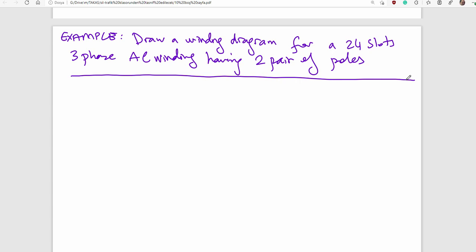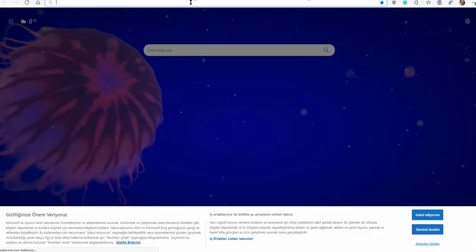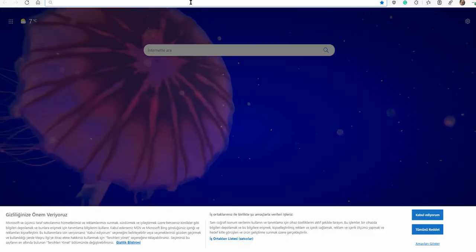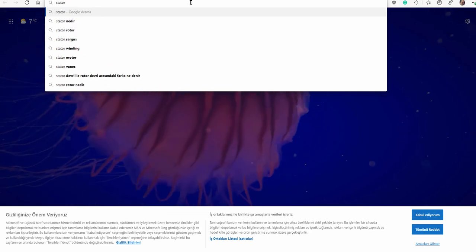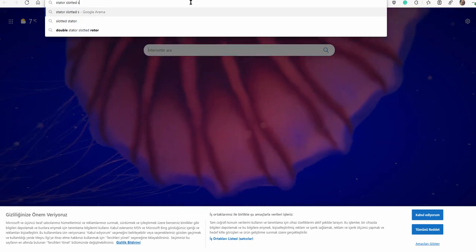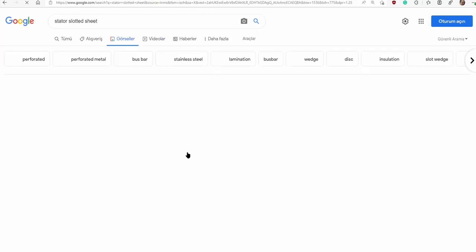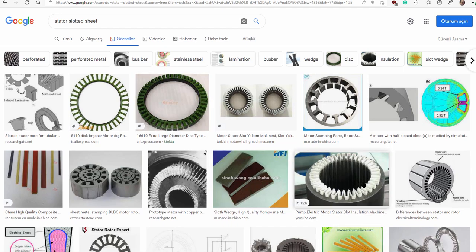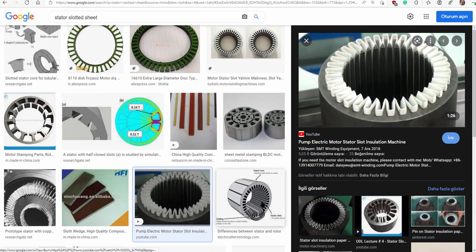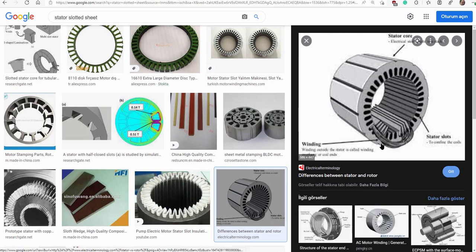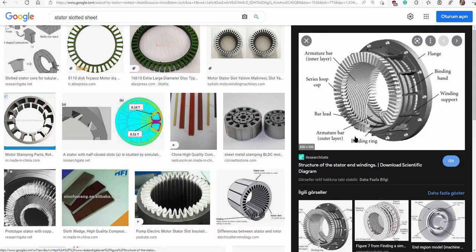Let's sketch it. And here you see a 24 slots machine. Okay, let me show you a stator slotted sheet. Here you see some stator. There are some slots, you see, and in the slot there are some coils or windings located.